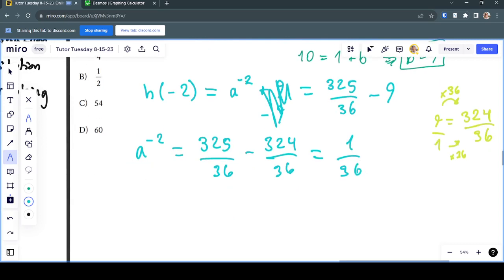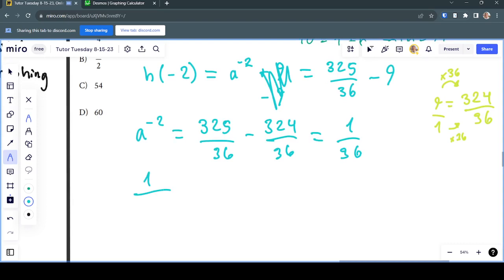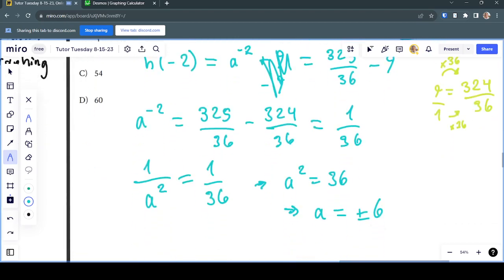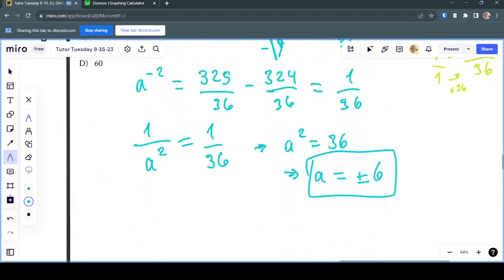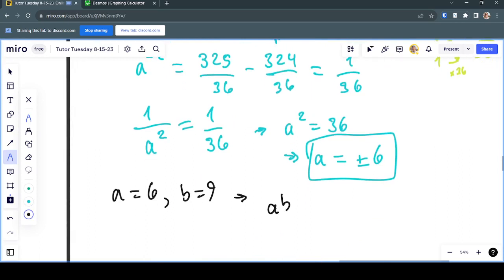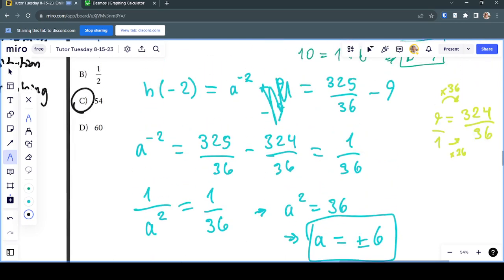And then a to the negative 2, we flip that negative exponent to make it positive. So it's actually 1 over a squared is equal to 1 over 36, which now you should see that a squared equals 36. Which means that if we take the square root of both sides, a equals plus or minus 6. I don't see any negatives though, so we're just going to take the positive answer. So all in all, we get a equals 6, b equals 9. ab would be the product of those two. 6 times 9 is 54, which would be answer choice C.